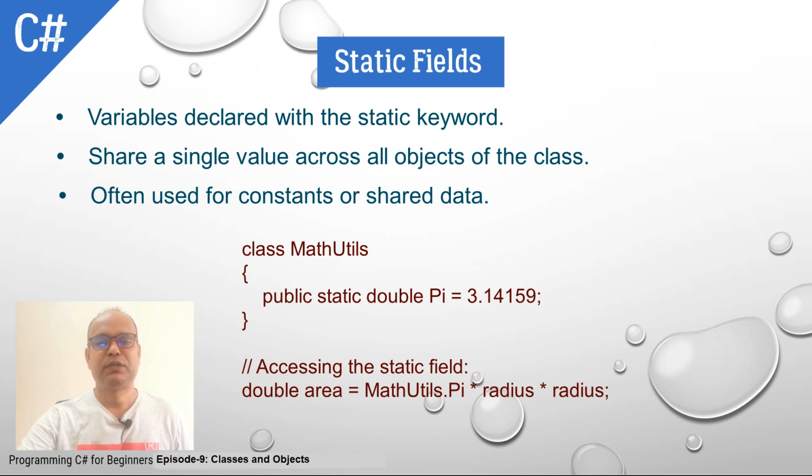Class MathUtils, static double pi. Accessing the static field: double area equals MathUtils.pi multiplication radius.